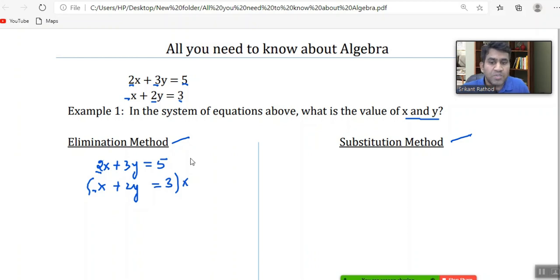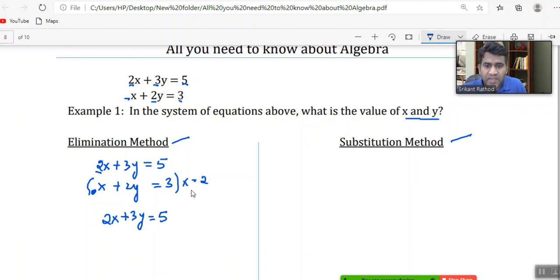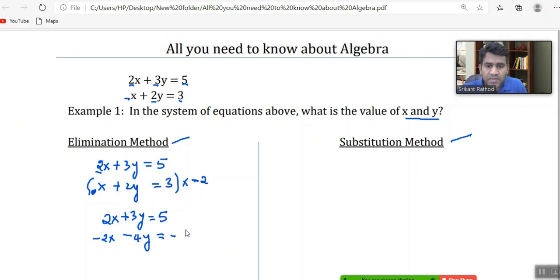Both are the same. So now let me multiply this expression by -2. Let me keep the first equation as it is: 2x plus 3y equals 5. After multiplying the entire second expression by -2, x times -2 is -2x, and -2 times 2y is -4y, and 3 times -2 is -6.